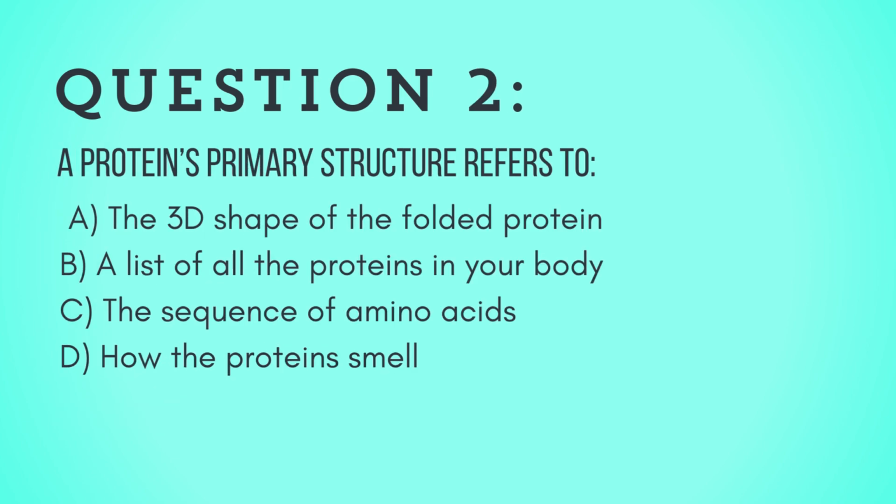Now for our next question. A protein's primary structure refers to what? A, the 3D shape of the folded protein, B, a list of all the proteins in your body, C, the sequence of amino acids, or D, how the protein smells? Well, if you answered C, then you got the right answer, the sequence of amino acids, because that order is everything. Now, to get back to our topic, let's talk about why that order matters so much.